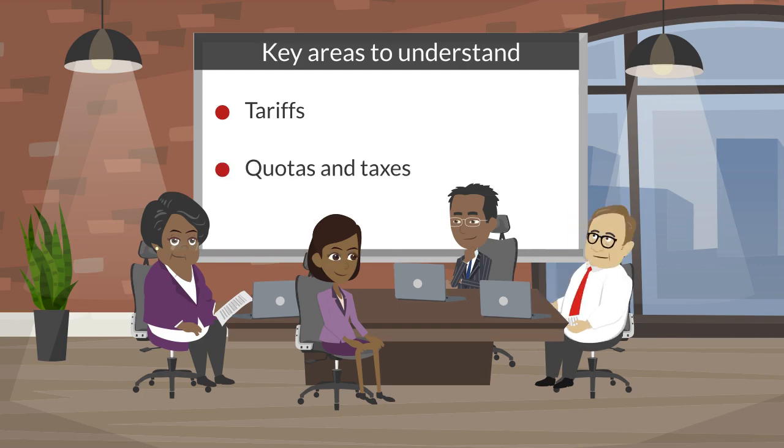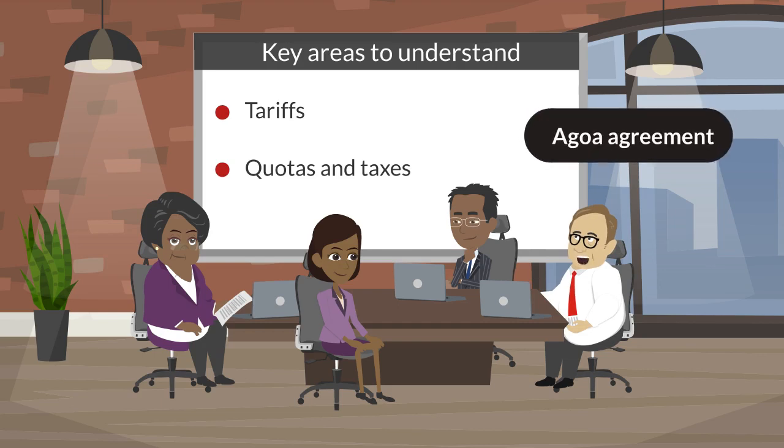Quotas and taxes will always have an effect on a business. We have things like the AGOA agreements that the Americans have with many countries around the world. If that is removed, as happened in Rwanda, for textiles, then the business has problems. So quotas can be very important to understand.